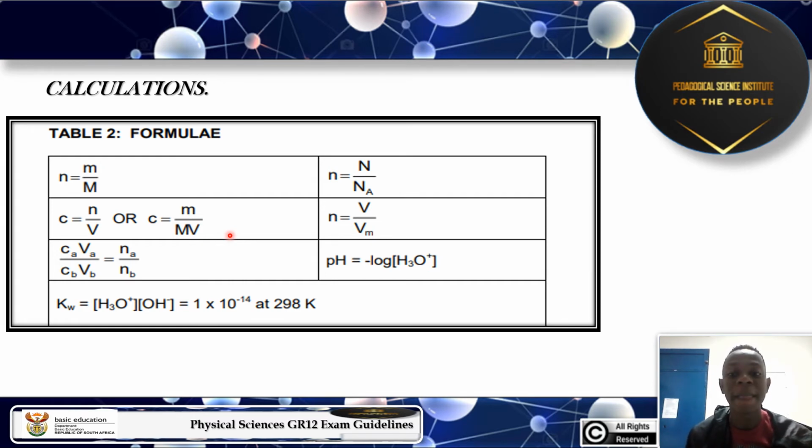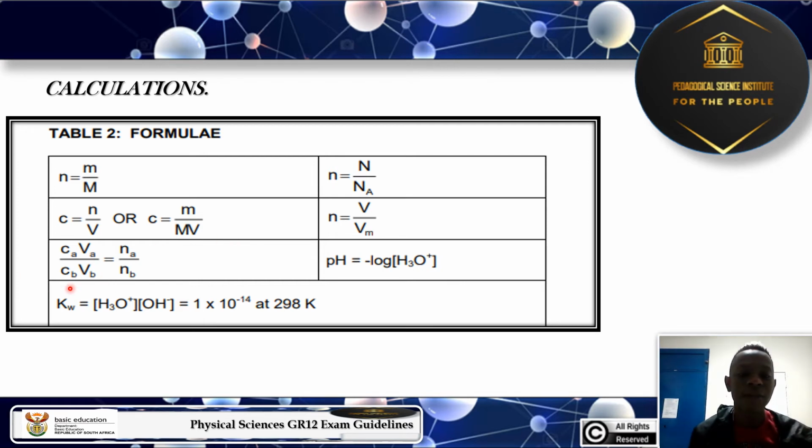So that is why the other formulas, n equals m over M, c equals n over V, n equals N over NA, n equals V over Vm, you need to know them, because you will get a calculation whereby you need to calculate a pH, but you are not given a concentration. You need to calculate the concentration first, then you need to calculate your pH. So you need to know how those formulas interconnect or interlink to each other.